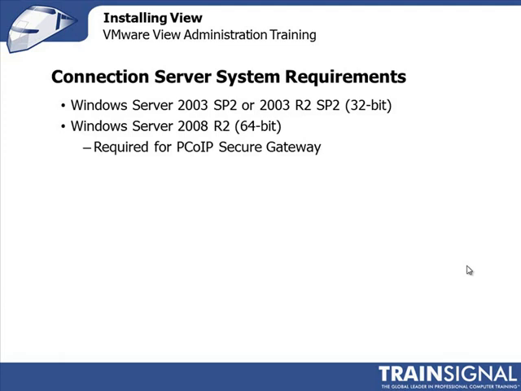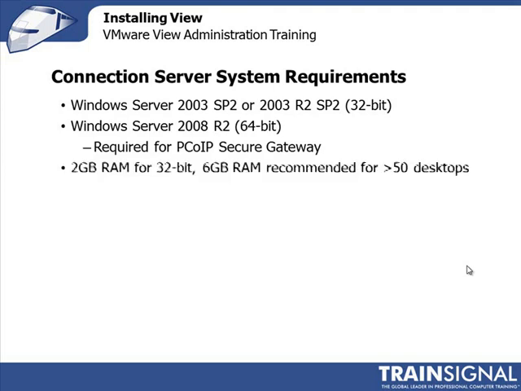And if you want to provide PC over IP functionality to your internet-based clients, your security server is required to have Windows Server 2008 R2. For those 32-bit connection servers, you'll need to give them at least 2 gigs of RAM. But if you want to scale up over 50 desktops, you'll definitely want to consider having 6 gigs of RAM or more.